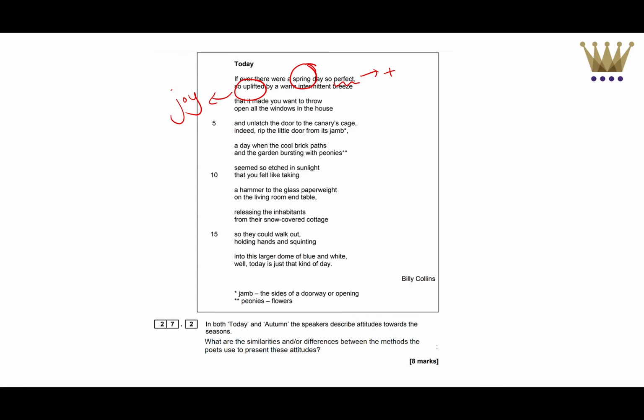Oh, what have I spotted there? "House and." We're still in one sentence. That technique, we've got some enjambment here. Okay. Let me just pause while I'm thinking about structure. I'm just going to look at rhyme. "If ever the spring day so perfect," got A. "So uplifted by a warm intermittent breeze," got B.